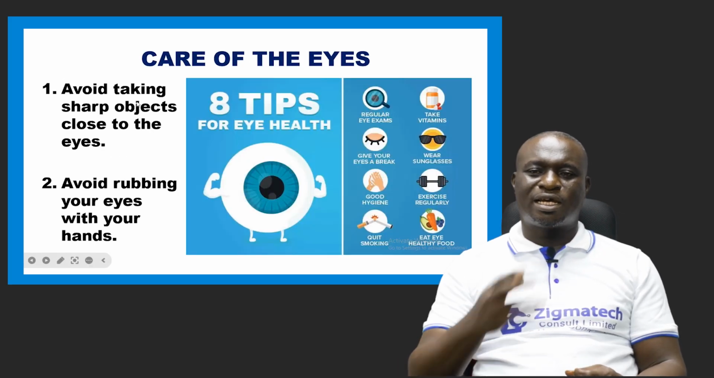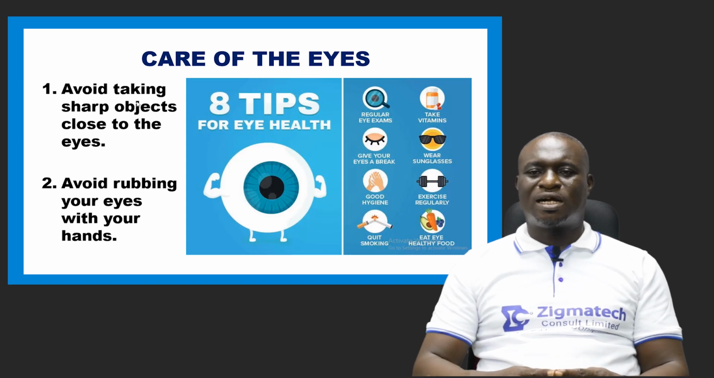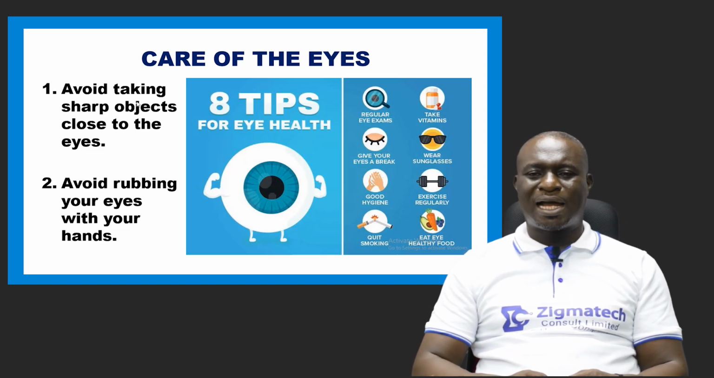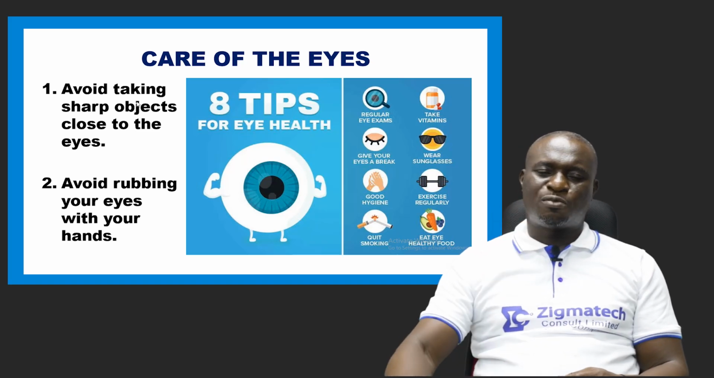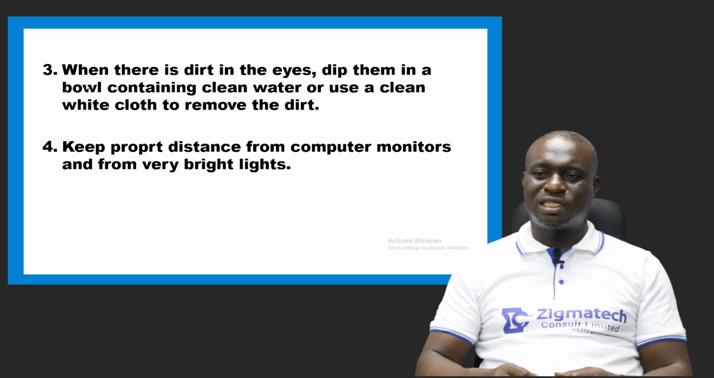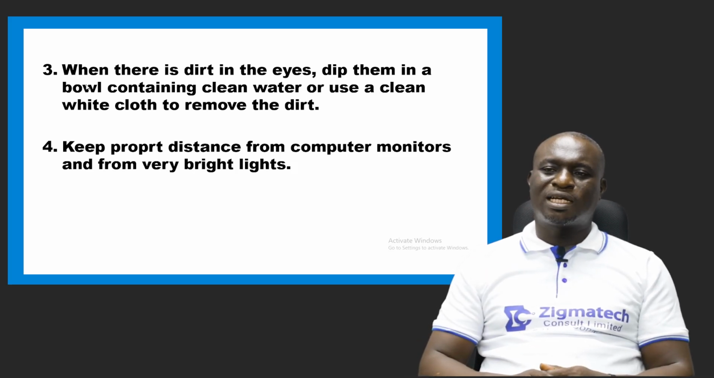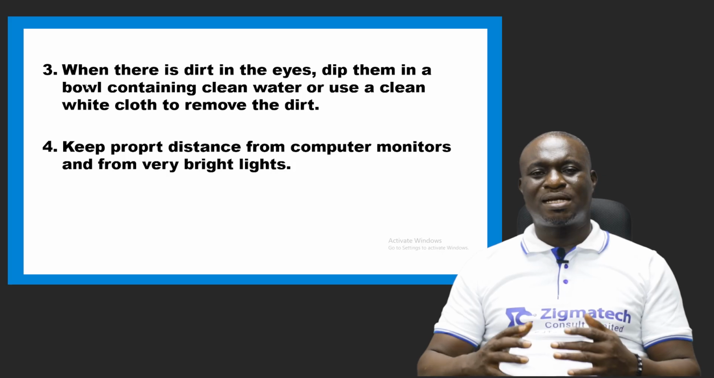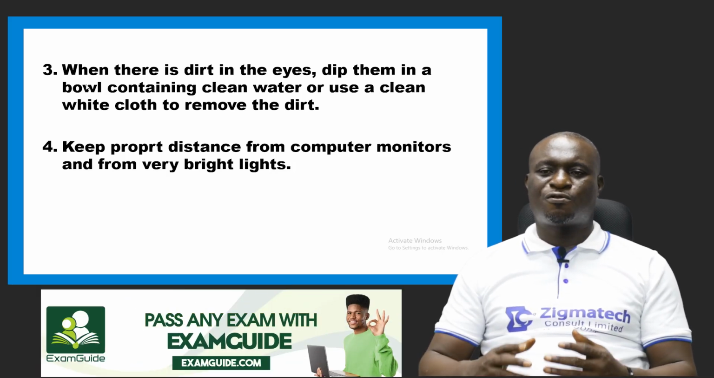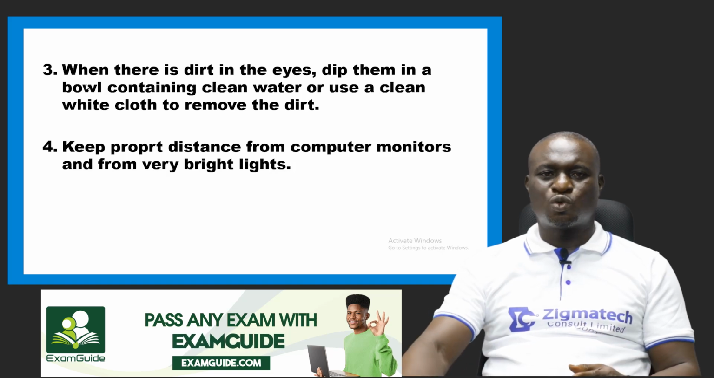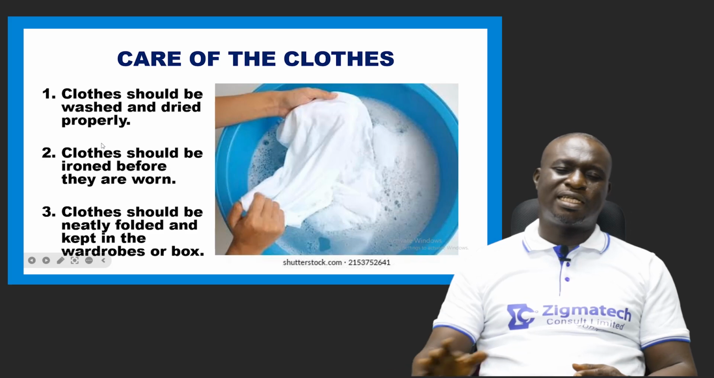Next, again, is care of the eyes. I was actually mentioning some things about the eyes. Now, care of the eyes: avoid taking sharp objects close to the eyes. Number two, avoid rubbing your eyes with your hands. Like I said before, avoid poking your eyes or rubbing your eyes with your hands. Another one is that when there is dirt in the eyes, dip them in a bowl containing clean water or use a clean white cloth to remove the dirt. And then number four is to keep proper distance from computer monitors and also from very bright lights. Don't stay close to lights that are so bright. It actually affects the eyes with time, all right? So these are ways we can take care of the eyes.